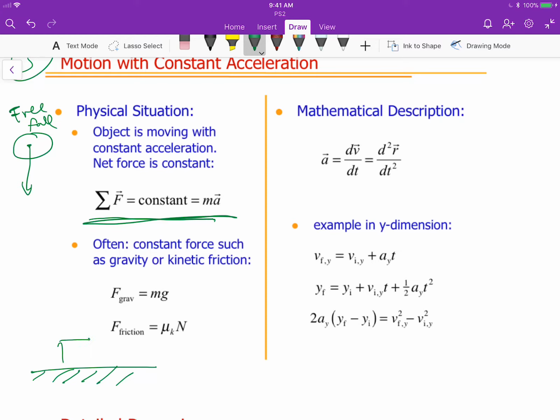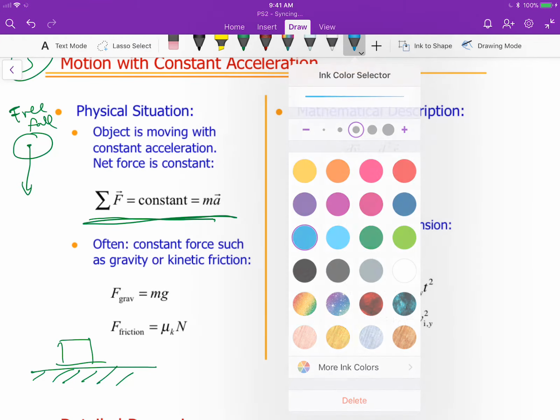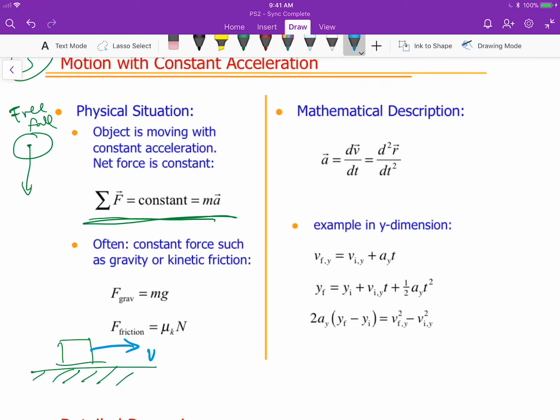ground down here, and you have some block that's sliding, and let's actually get a new blue pen going here. Let's say that it has some velocity like this, but then we still have a force of friction, of kinetic friction, acting backward. So in this situation, you're going to have a constant acceleration, and a constant frictional force backward. And so these are the equations that you'd use for that. So that's a second example that you'd see this in.